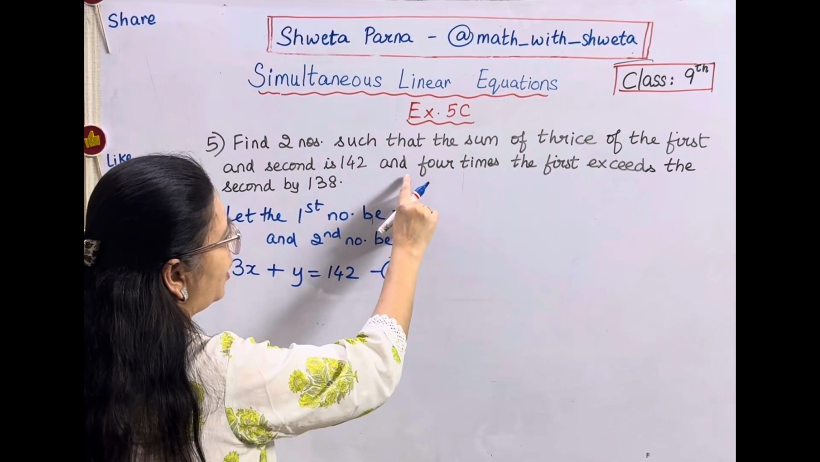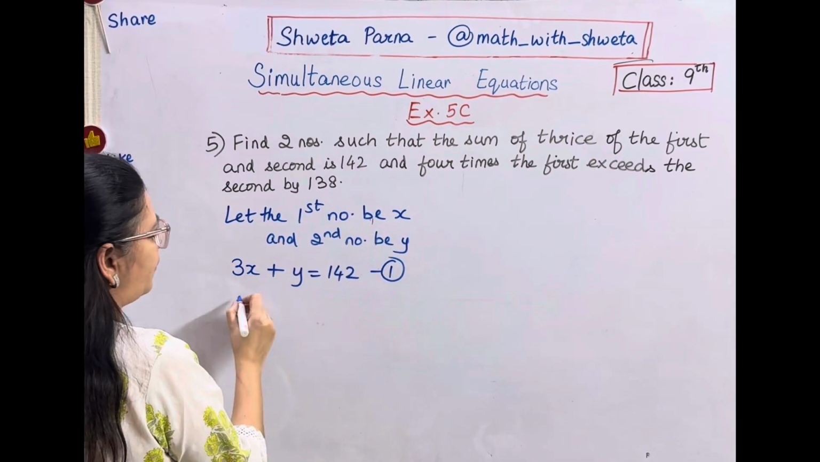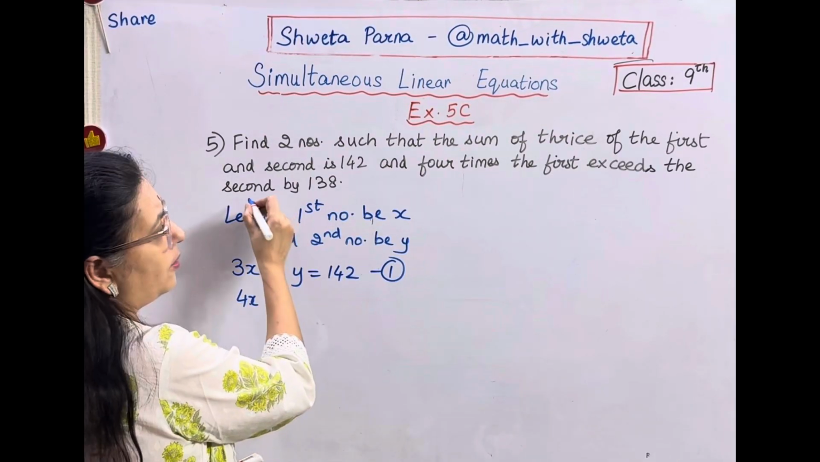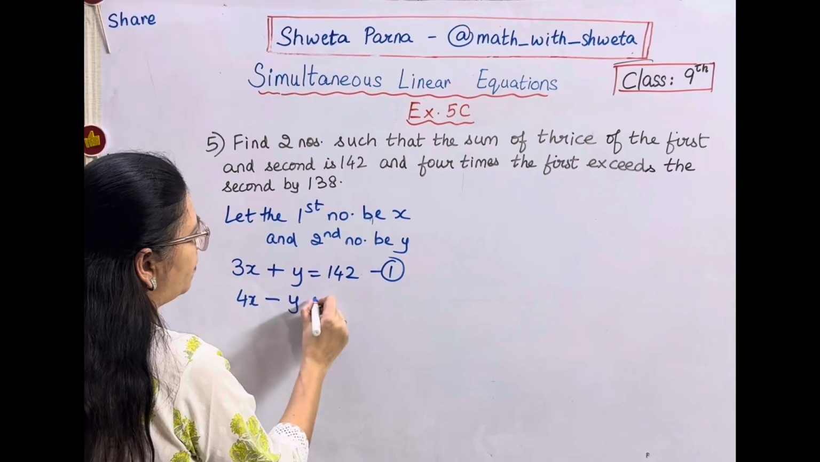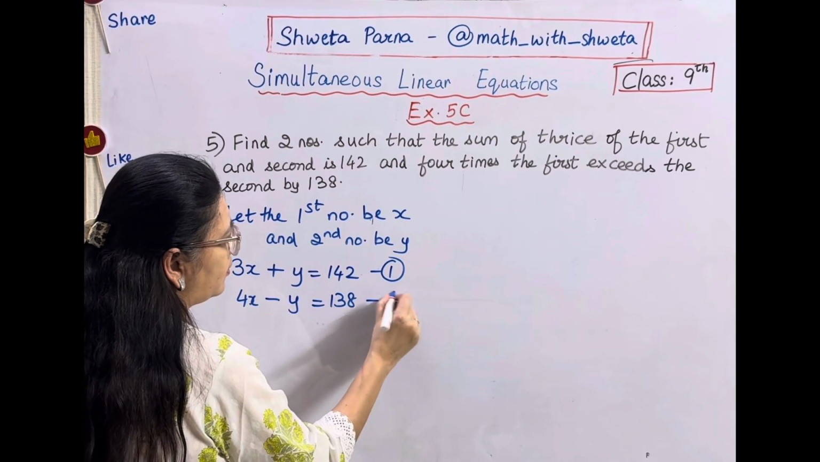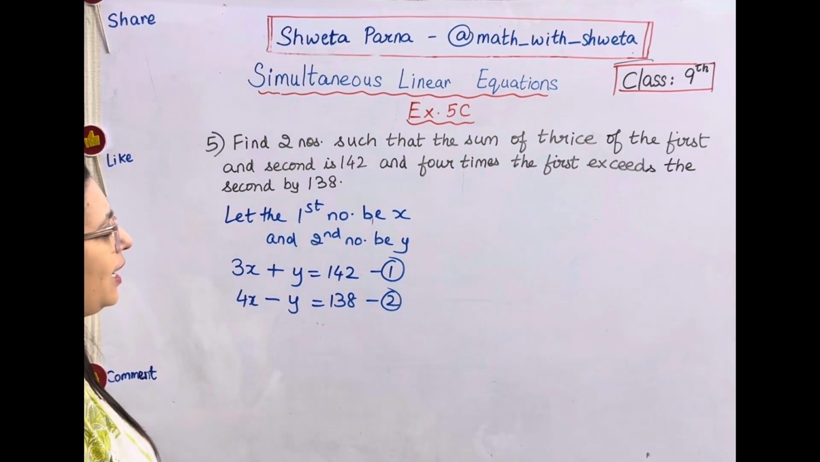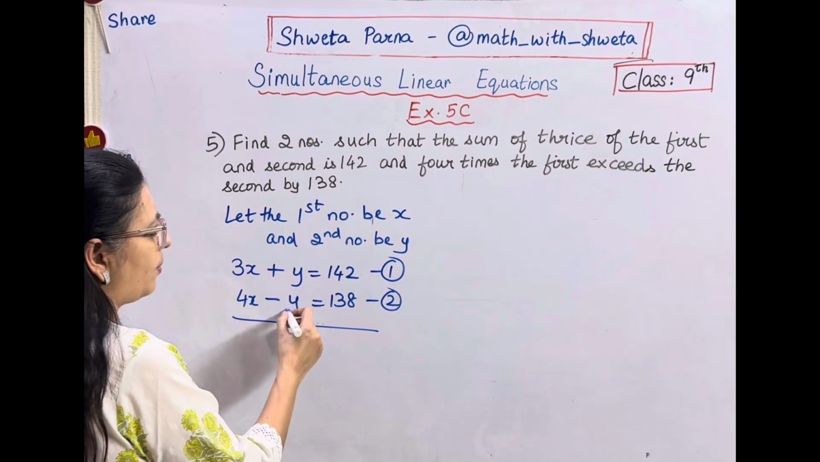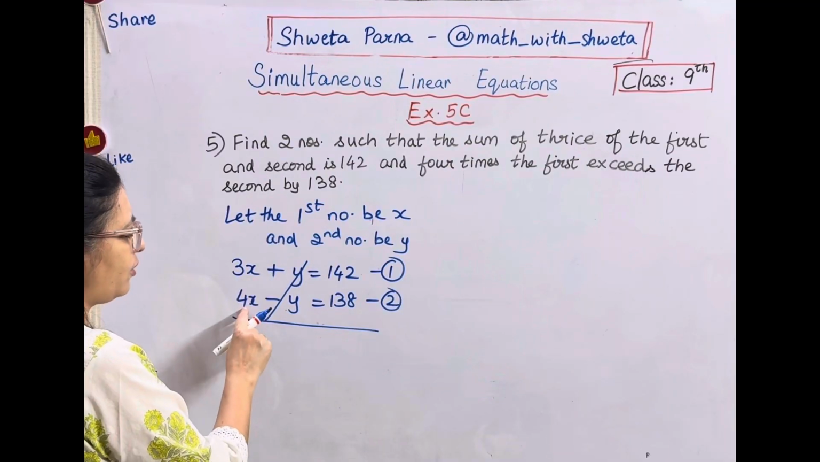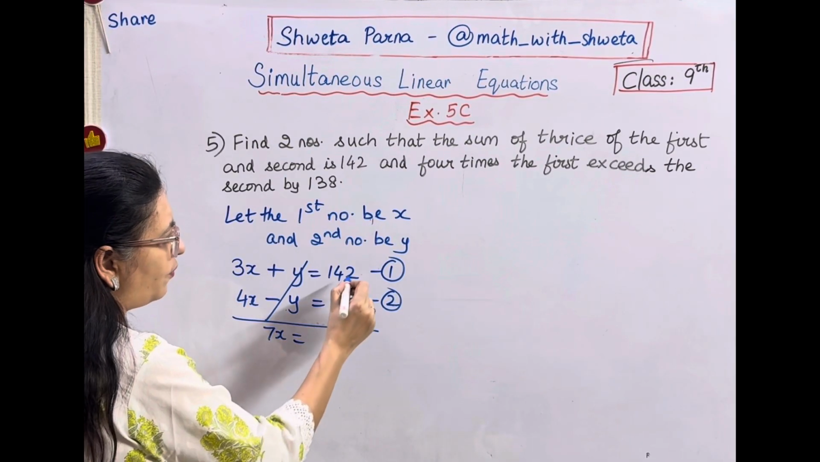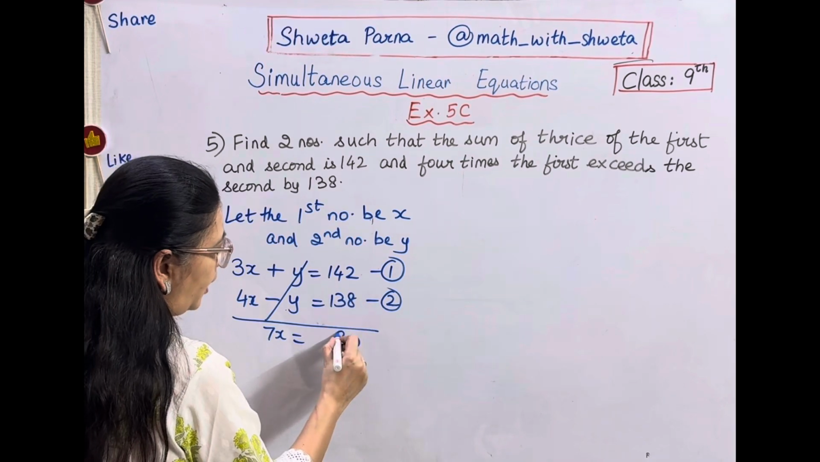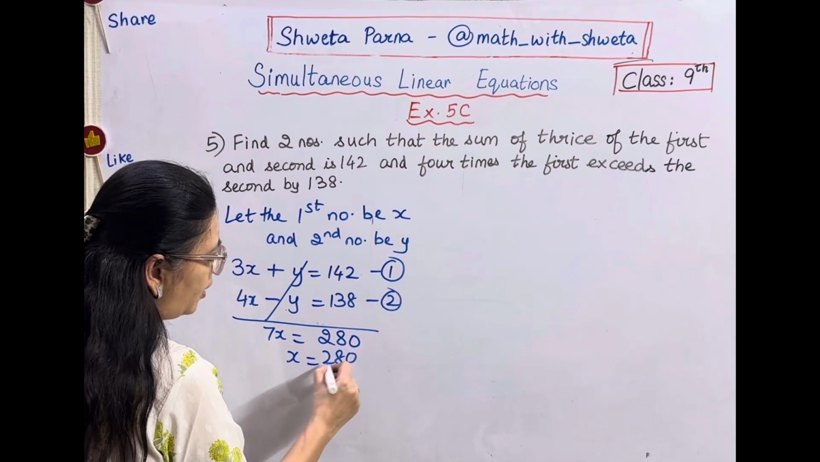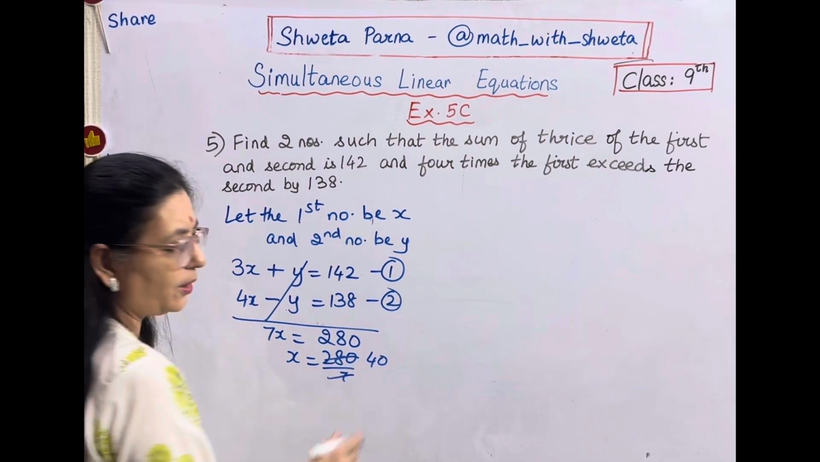Okay. Now next one. And 4 times the first. 4 times the first is 4x. Exceeds means subtraction. The second is y, by 138. This is the second equation. 4 times the first exceeds the second by 138. Now you can cancel this. y minus y, you can cancel it. 3x plus 4x is 7x. 142, this is 10, 1, 8 and 2. So x is equal to 280 divided by 7, which is 40.